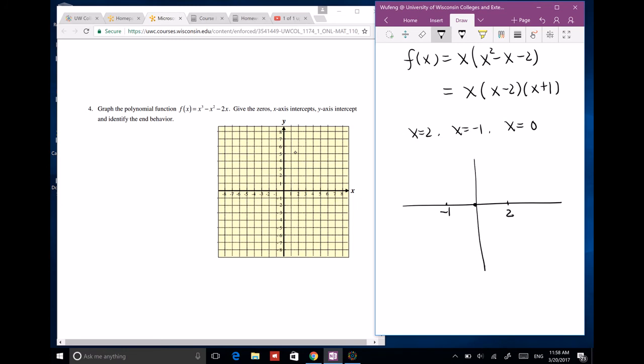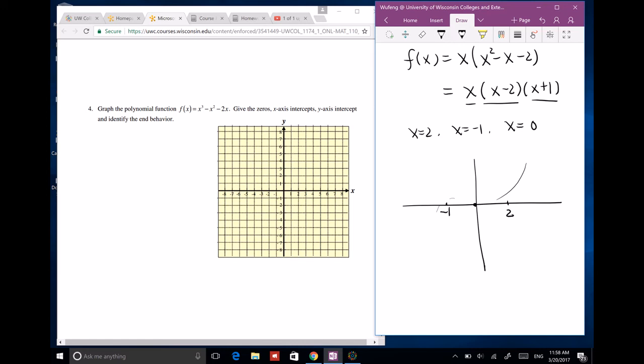Since this is a positive x cubed, it's going to go in this way, right? Now, since it goes across, and since all of them are single roots, there's no square here.